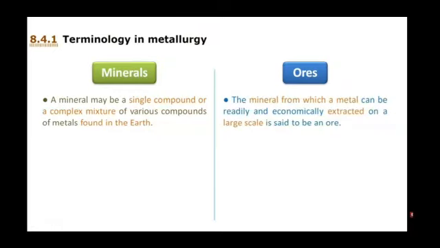Next term is ore. Minerals which contain metals on a large scale. We know that whatever we are getting from the earth crust can be called minerals. In the taken mineral, the metal which is present on a large scale, that is, it should be readily and economically extracted. Such a mineral is said to be an ore.